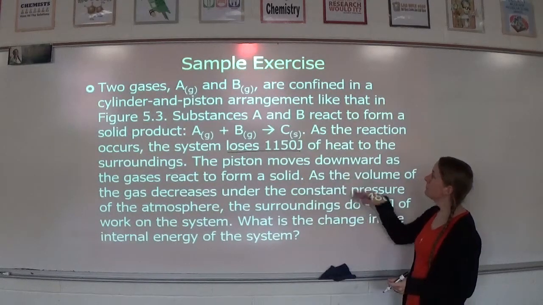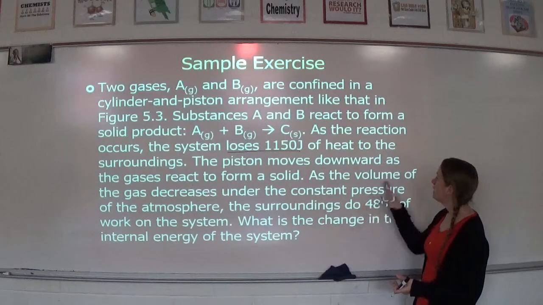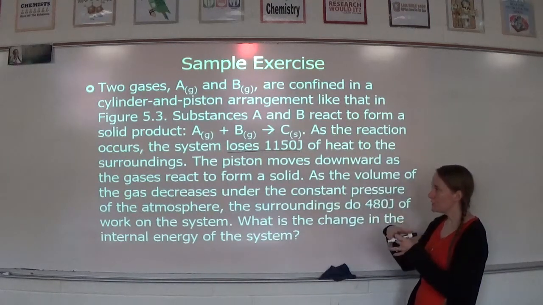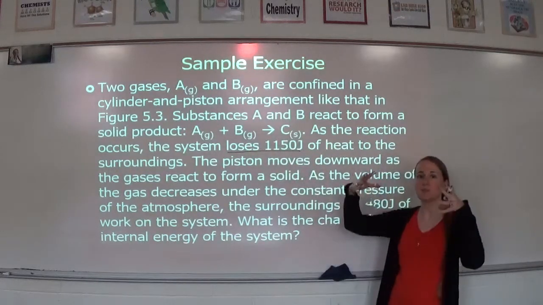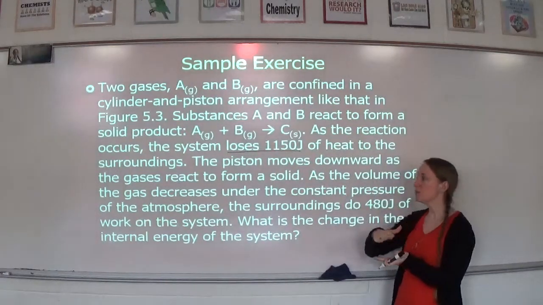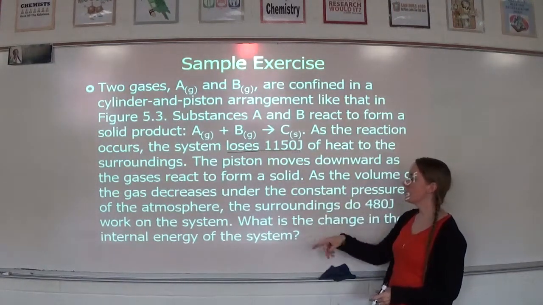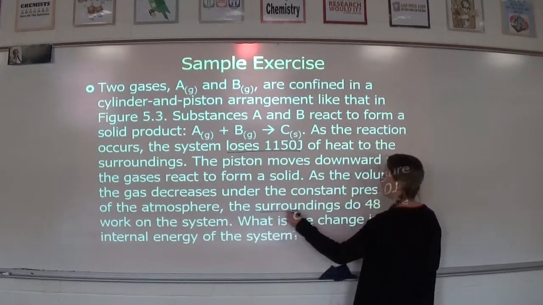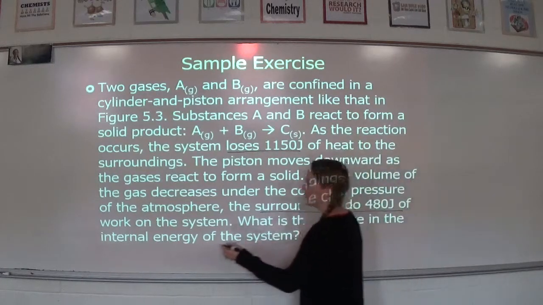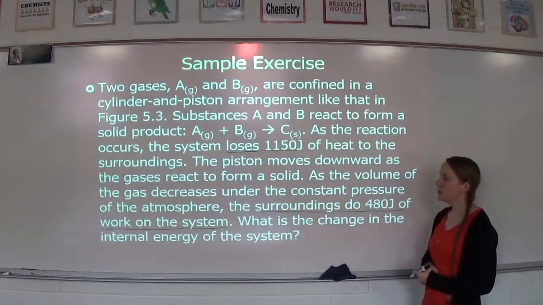The piston moves downward as the gases react to form a solid, as the volume of the gas decreases under the constant pressure, because as these gases form a solid, it doesn't take up as much room. So that piston would be able to lower or move downward. Under constant pressure of the atmosphere, the surroundings do 480 joules of work on the system. What is the change in the internal energy of the system?